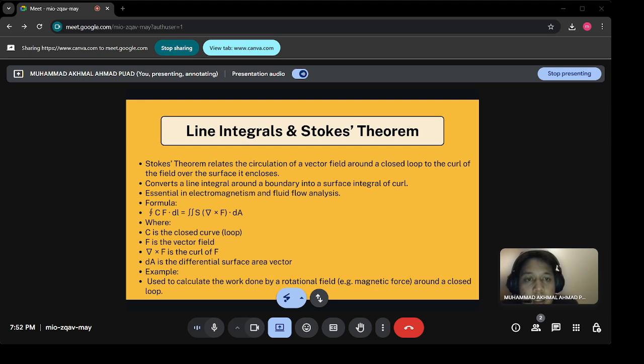So, line integral and Stokes theorem. Stokes theorem relates the circulation of a vector around a closed loop to the curl of the field over the enclosed surface. It converts a line integral around a boundary into a surface integral of the curl, essential in electromagnetism and fluid flow analysis, where C is a closed curved loop, F represents the vector field, del cross F is the curl of F, and dA is the surface area vector. An example is using it to calculate the work done by a rotational field, such as magnetic force, around a closed loop.